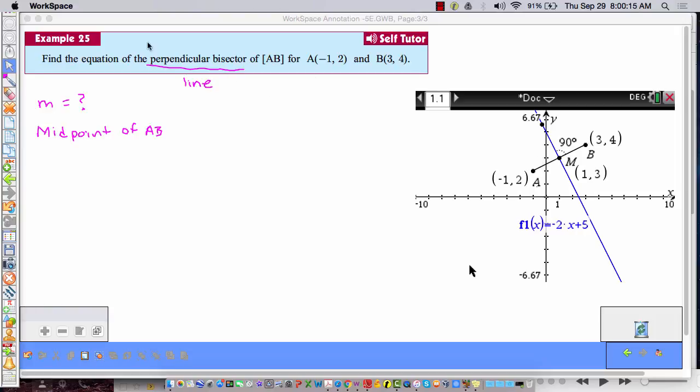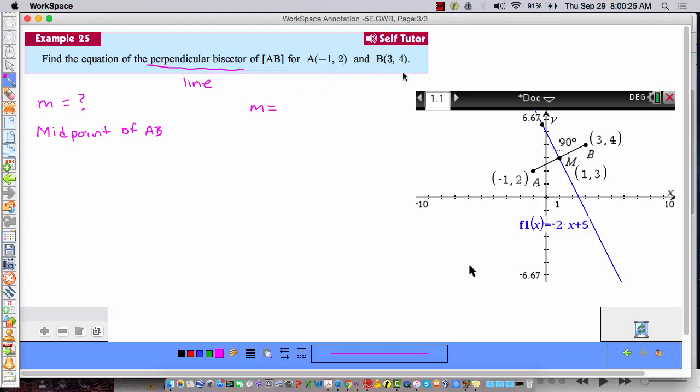All right, so let's take care of the slope, or gradient, first. First I'm going to find the slope of AB. I have these 2 points, so my change in y is 4 minus 2, over my change in x, 3 minus a negative 1. That equals 2 over 4, which equals 1/2.